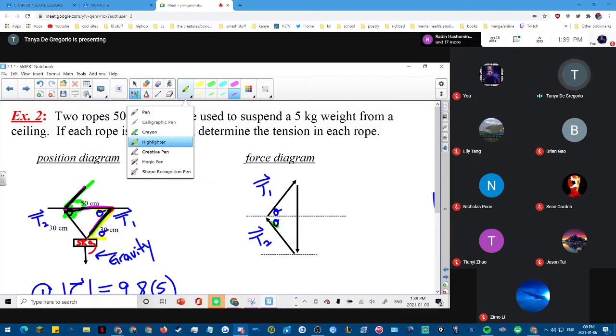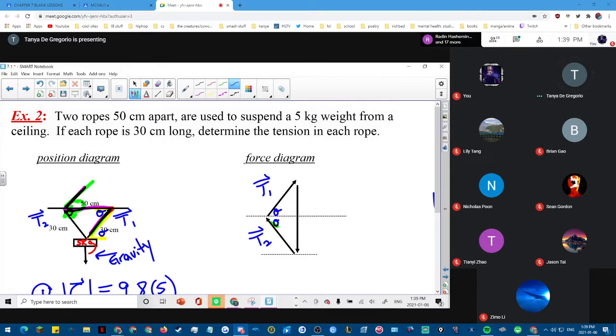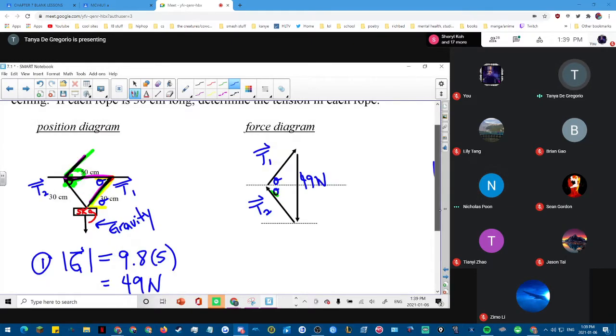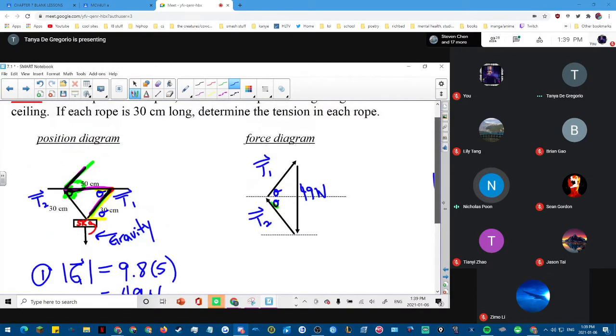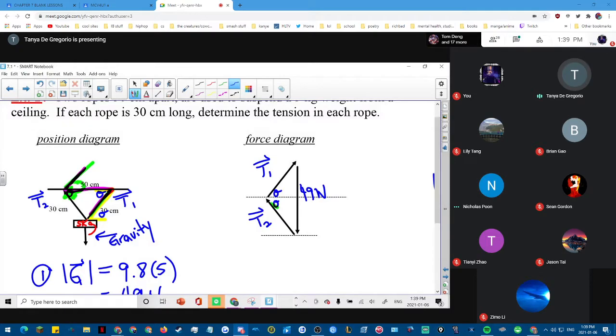What should I do next? Talk to me, guys. We found this, you're right, that was 49 newtons. Yeah, tell me. We can do cosine law, but we should put the magnitude of T1 and T2 under the same variable. You're right, because you're saying that T1 and T2 are going to be equal. Is that why you're saying that? Yeah, you're absolutely right. They will be equal.